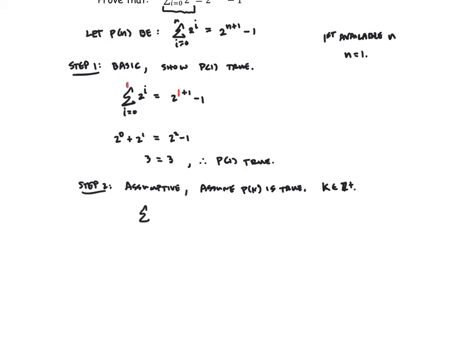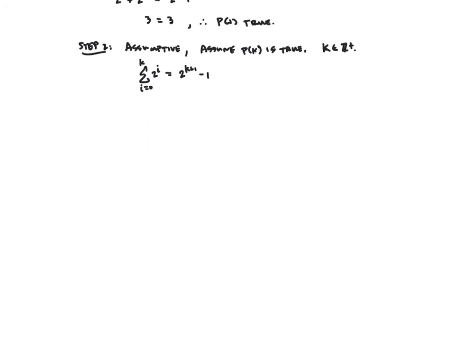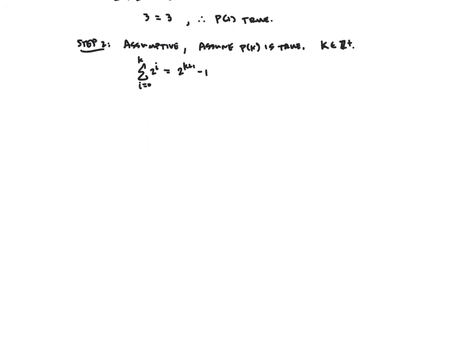So that means that the sum from i equals 0 up to k of 2 to the i should be equal to 2 to the k plus 1 minus 1. Okay, I plugged in a k everywhere I saw an n. Let's work the third step. Okay, step 3, the inductive step.